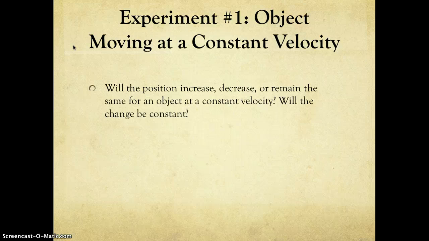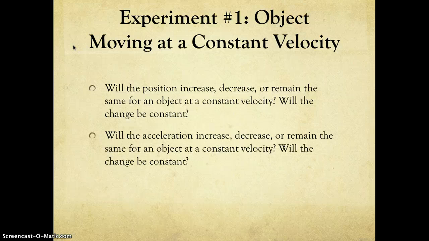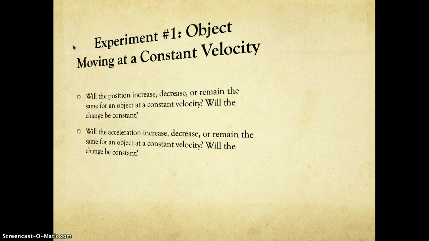The questions you would have to focus on would be, will the position increase, decrease, or remain the same for an object at a constant velocity? Will the change be constant? This is an overall question for your whole experiment, alright? And your second question would be, will the acceleration increase, decrease, or remain the same for an object at a constant velocity? Will the change be constant? So at the end of your lab report for experiment number 1, you would have to come back to these questions and see if you solved these questions.